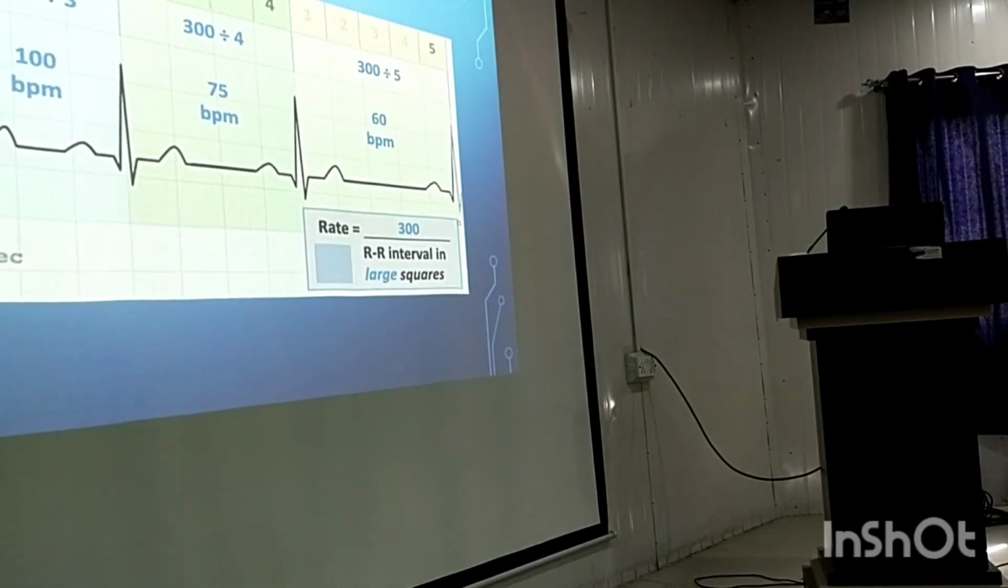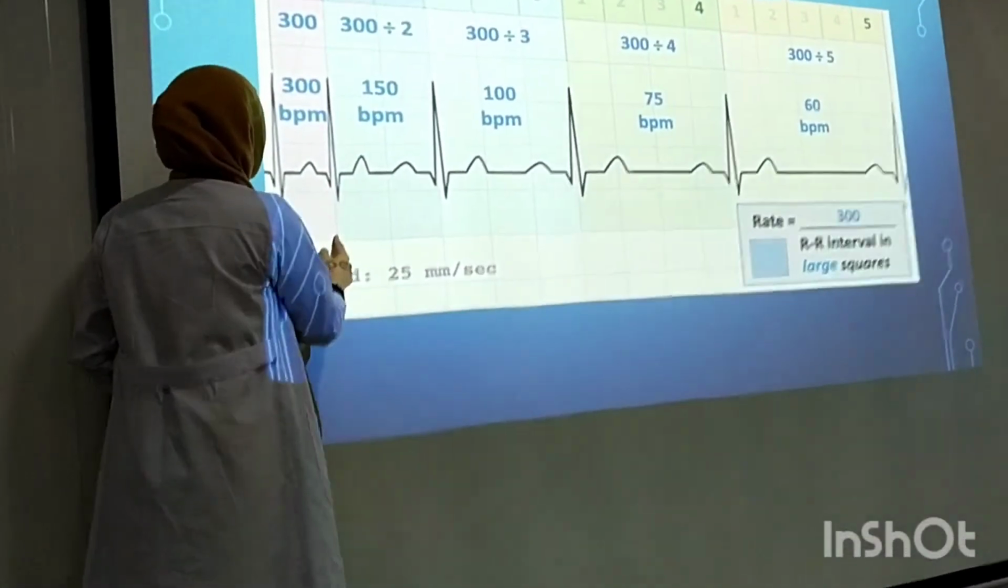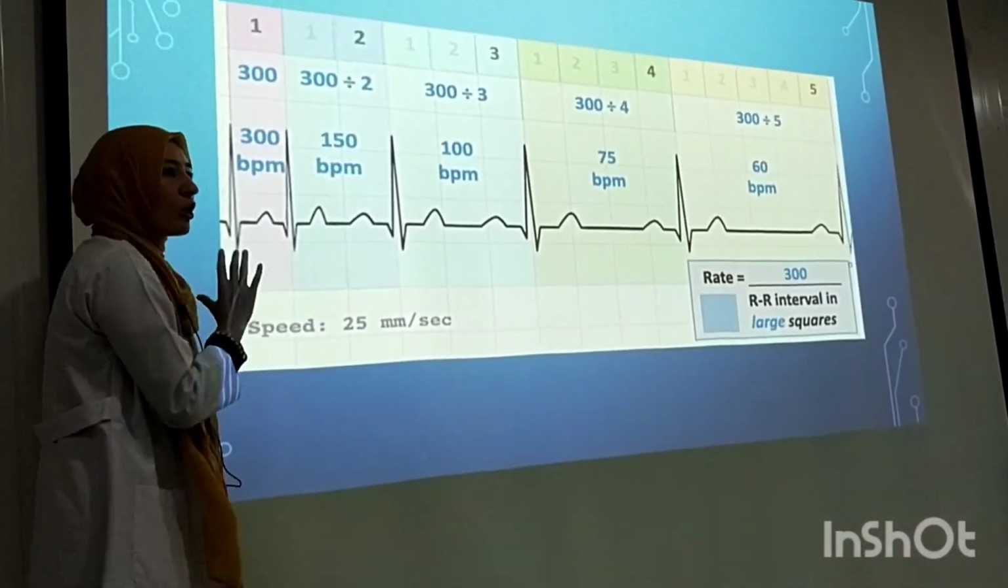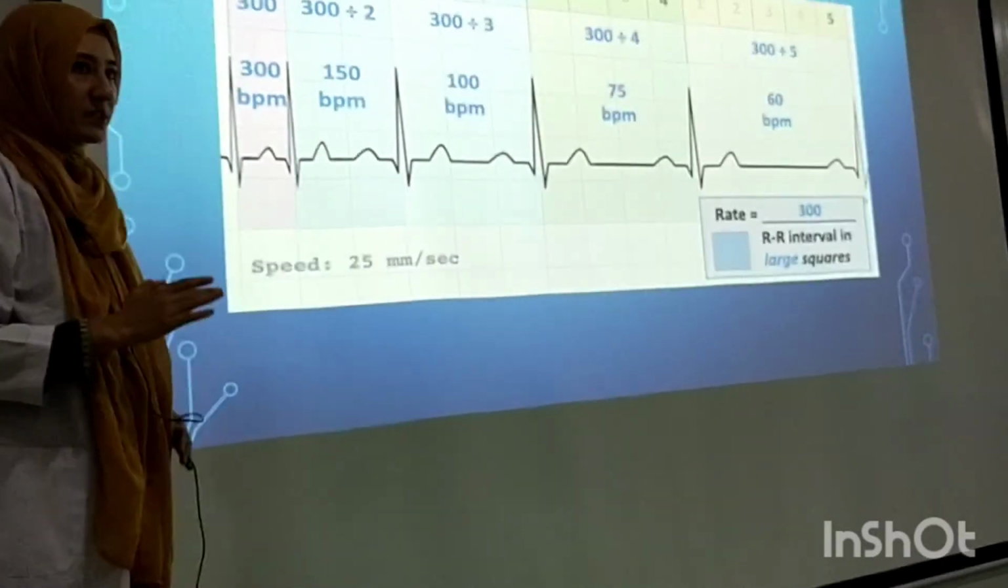See, there is this big box. I hope everybody can appreciate it's a big box. Are you understanding what I'm saying? Okay. So if there is an R wave on this and then the next R wave on this, the distance between, we all know it's 300 beats per minute. The heart rate will be 300 beats per minute.